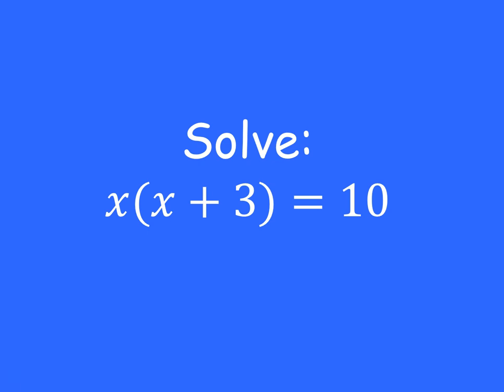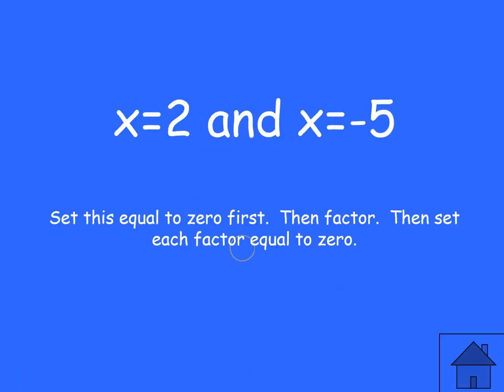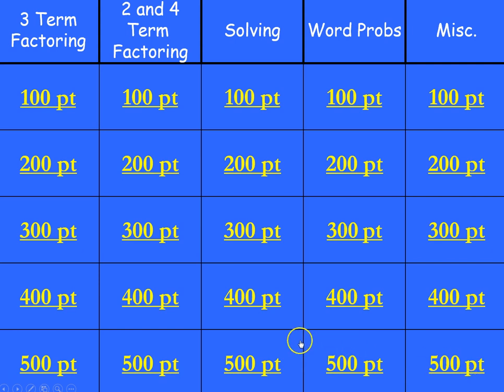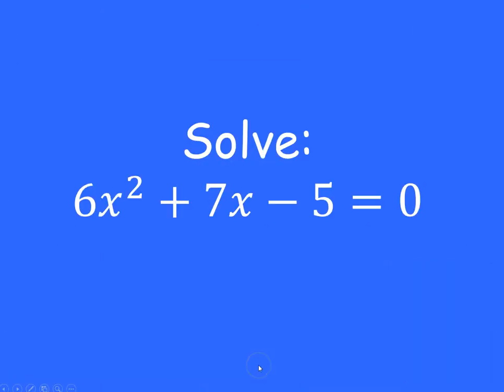It's time to check this. Let's see the final answer. Final answer is 2 and negative 5. Now don't forget, when you do a problem like this, you've got to get it equal to 0. So you've got to distribute that x in, and then subtract the 10 over, get it equal to 0, and then factor and solve. Next question, the $500 question for solving.